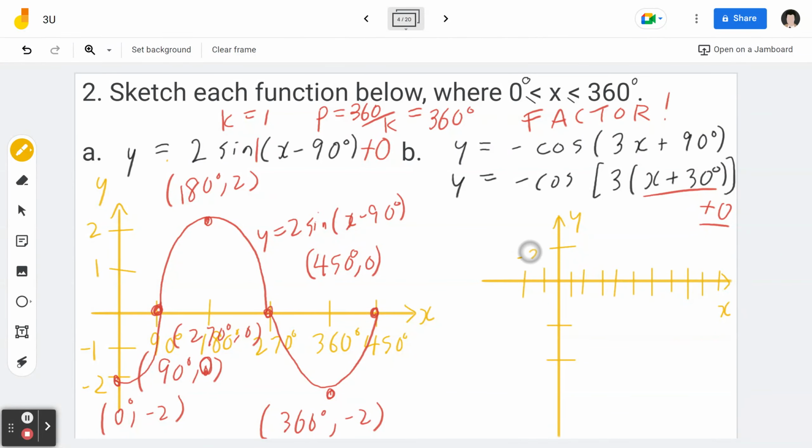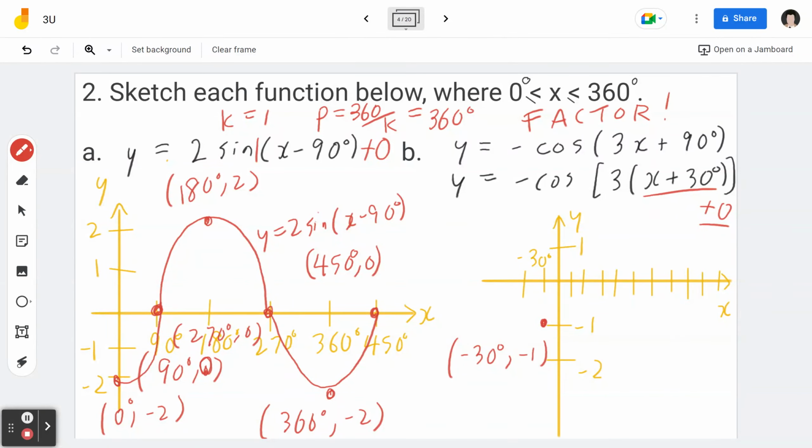So again, this is going to be 1. That's negative 1. That's negative 2. So the starting point is I go left by 30 degrees, and I'm going to go down by 1. Okay. Now that is the minimum. Again, because there's a reflection, this means you start the cosine function at a minimum. If I label this, that's going to be negative 30 degrees, negative 1.